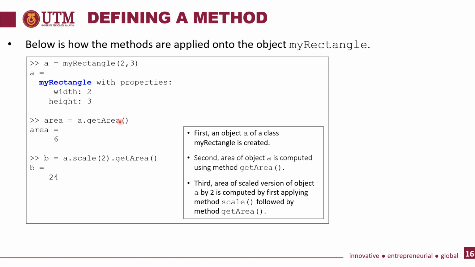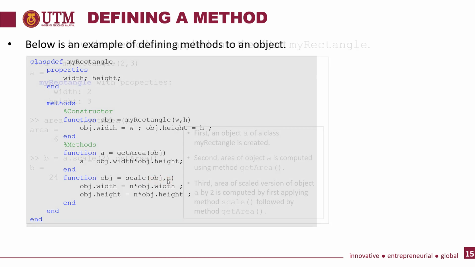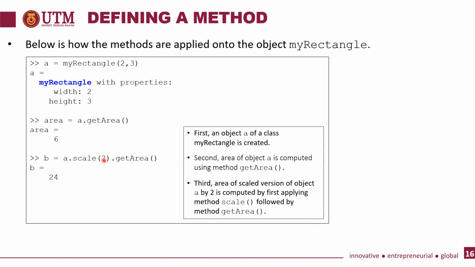So this is how you can call the function inside your class. You need to use your object A, so you can get your area. For B, we wanted to scale the rectangle: A.scale. But this time we have a value 2 here because we have an additional input, scale(obj, n). For obj we don't have to put anything when we call the function later on, but here you have the input n, so you need to put an input here, scale with a scale of 2, then .getArea. So you can just combine all of the functions in order to get the value.